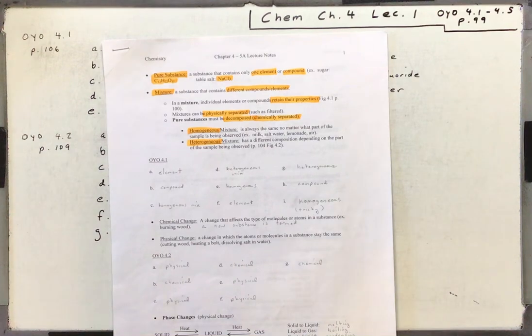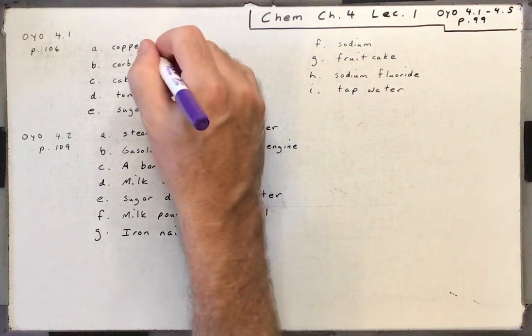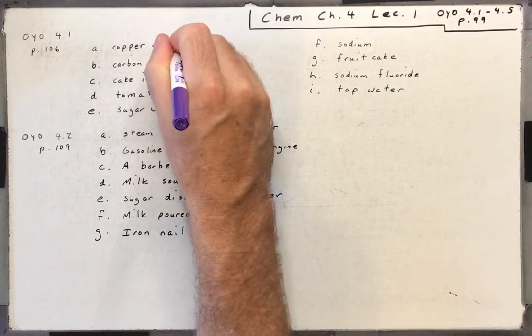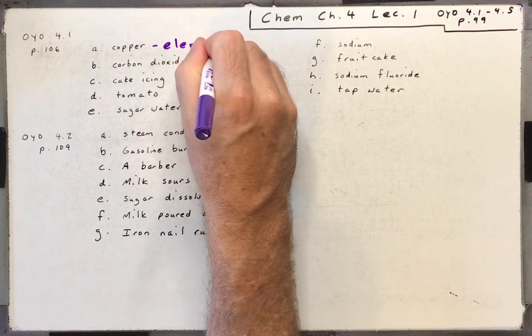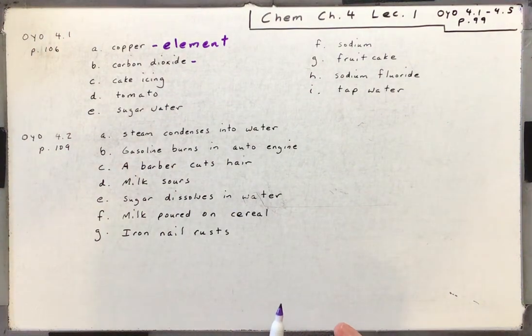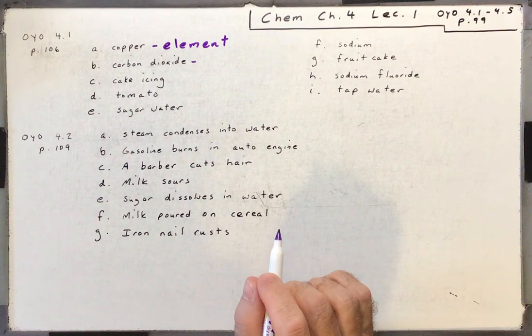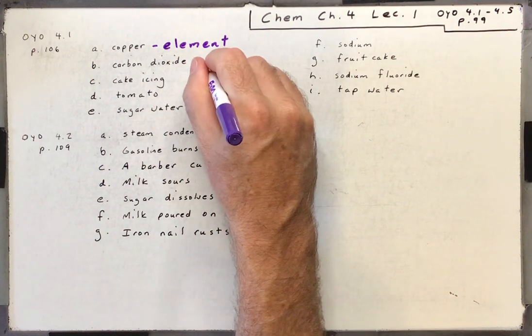All right, 4.1, we are on page 106. So if you'll turn to that, we'll go ahead and answer these questions. It says, classify the following as elements, compounds, homogeneous or heterogeneous mixtures. Okay, so copper would just be an element. Okay, carbon dioxide, and you can try to answer the question before I write down, see if you can get it right. But carbon dioxide, that's CO2, that would be a compound.